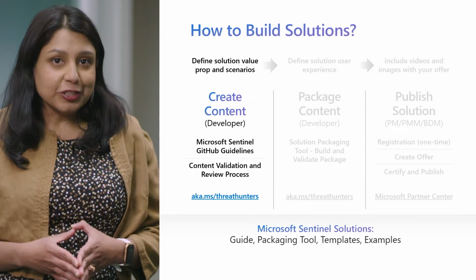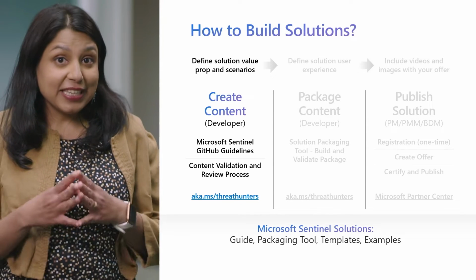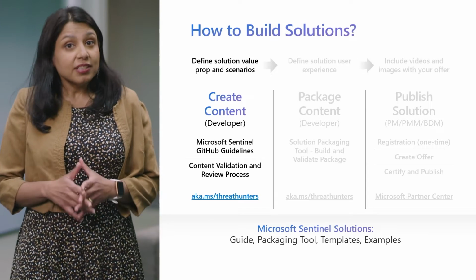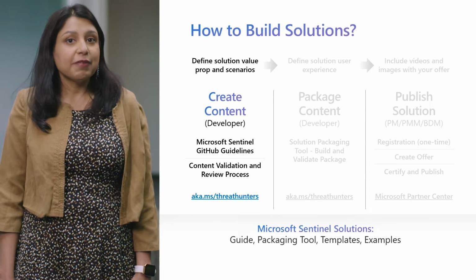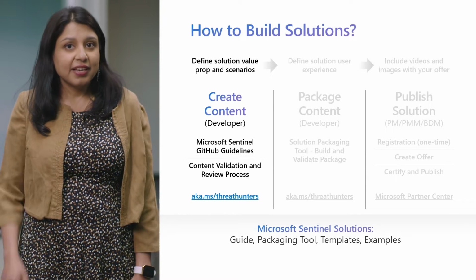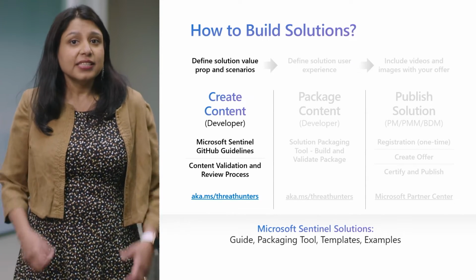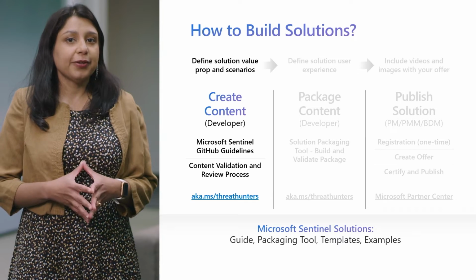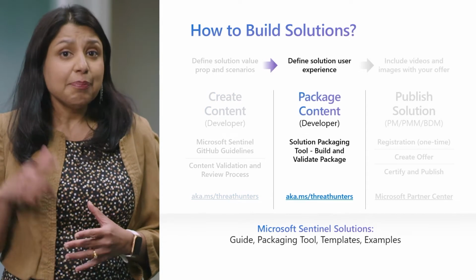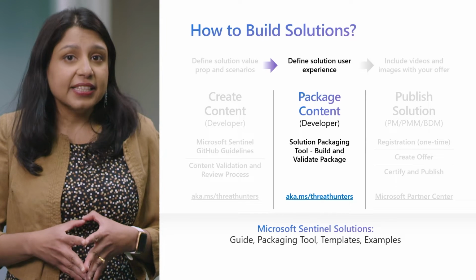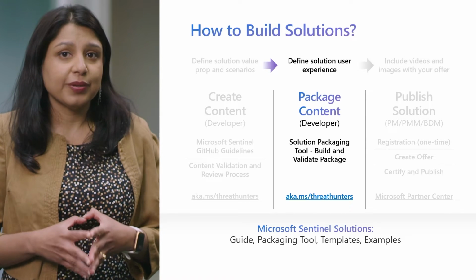We'll be building a solution later in the session where we'll be diving into more details. To start with, you can deliver a content package solution for Microsoft Sentinel by following a 3-step process. A. Create content. This starts with defining your solution scenarios and defining what content you would like to build. Step B is packaging content. At this time, you can define your solution user experience.